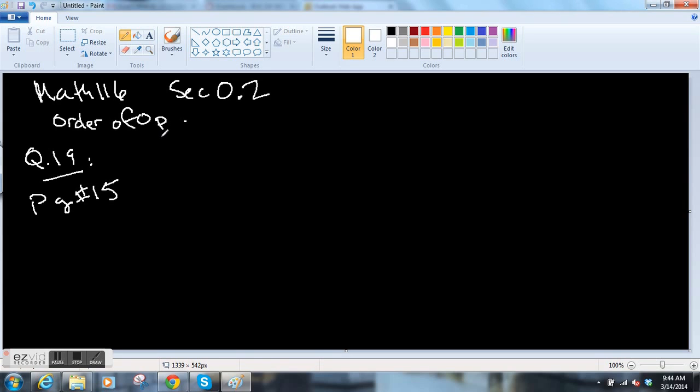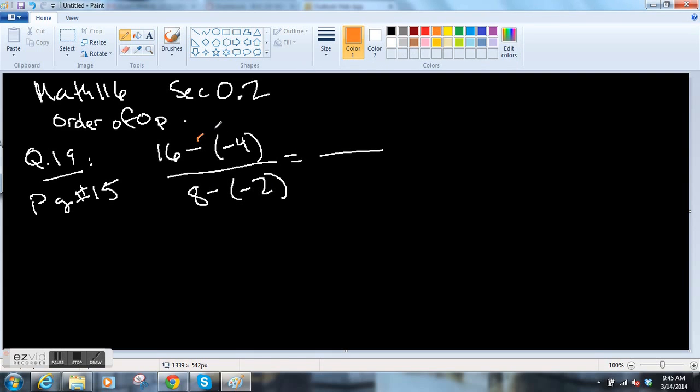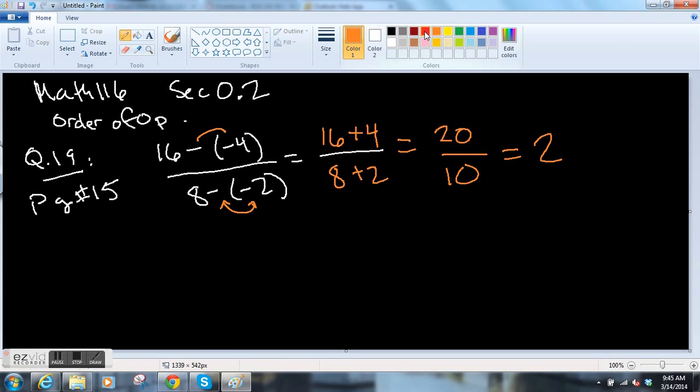The question asks you to evaluate each expression, and this one for 19 is 6 minus 4, all divided by 8 minus 2. So what you're supposed to keep in mind here is that these two minuses cancel each other out essentially, and that becomes 16 plus 4, all divided by 8. Those two cancel each other out, plus 2, so that equals 20. Divided by 10, that's 2. Well, you can see why they said simplify it, because 2 is simpler. So that's the answer to that one.